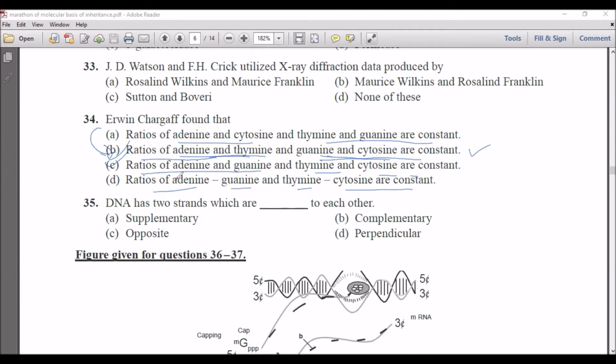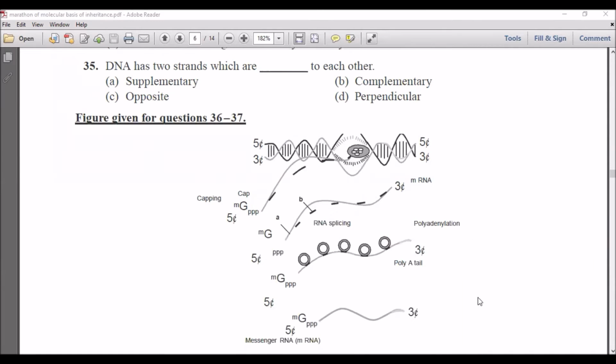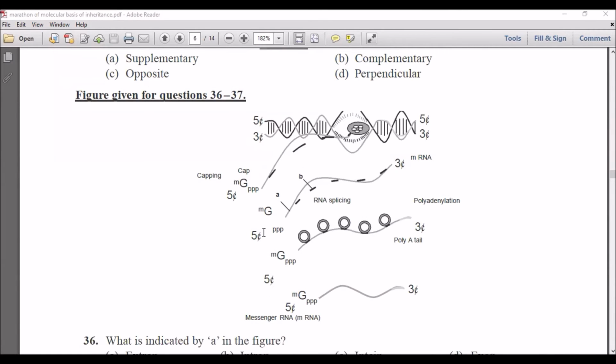Next question is, DNA has two strands which are dash to each other. Now we know that DNA is made up of double strands and both the strands are complementary to each other. So DNA has two strands which are complementary to each other. Now there is a figure given below. This is a figure and we have to answer certain questions regarding this figure. There are many mechanisms occurring in this figure, like capping, tailing, RNA splicing.